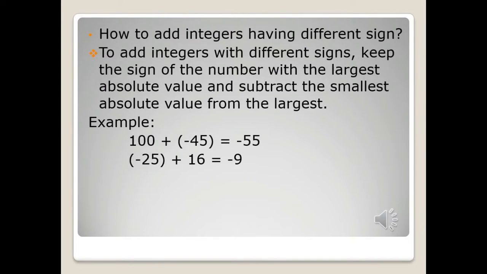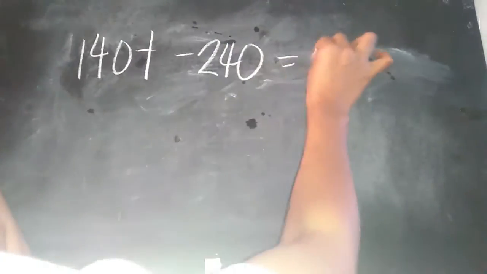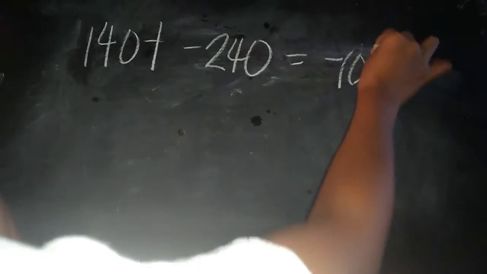Second, adding integers having different signs. How do we add integers having different signs? To add integers with different signs, just keep the sign of the number with the largest absolute value and subtract the smallest absolute value from the largest. Example: 100 plus negative 45 is equal to 55. 140 plus negative 240 is simply negative 100.